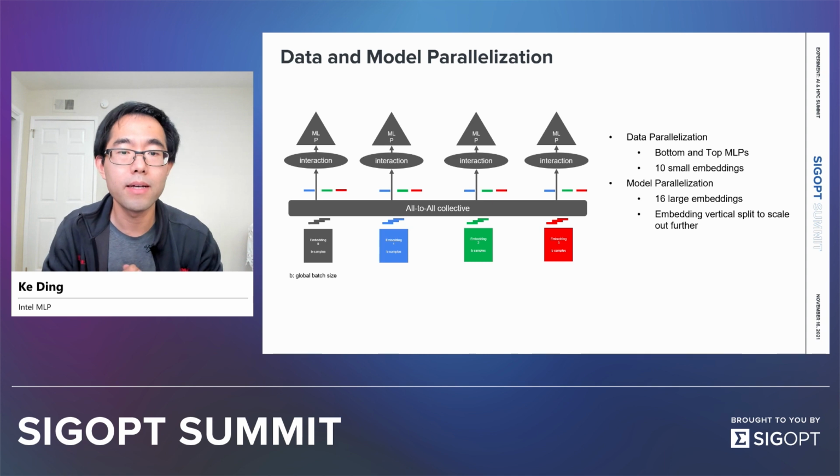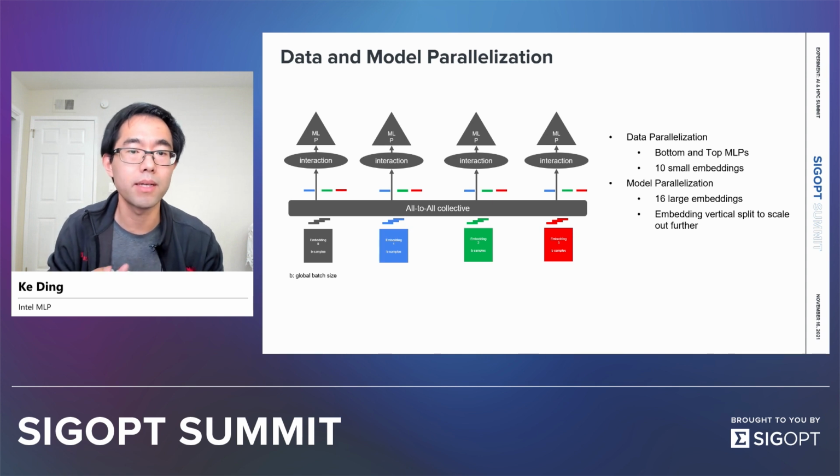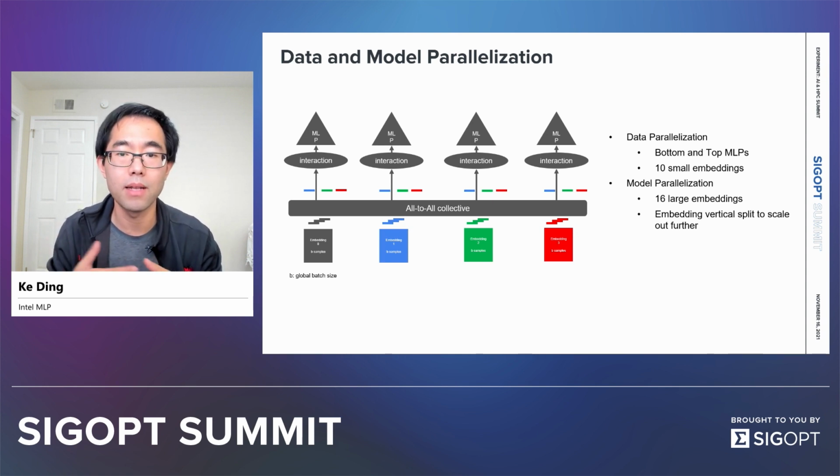Now let's talk about data and model parallelization. It's straightforward to use data parallelization to split the dataset and speed up the time to train. However, this poses high memory and communication requirements because of those large embeddings. To reduce the communication overhead and the memory requirement on each device, we use a hybrid parallel distributed training solution.